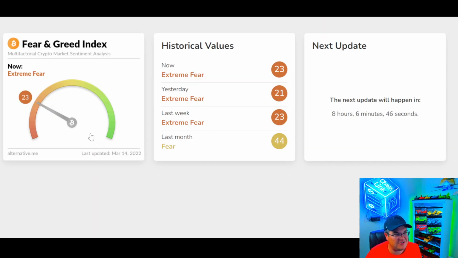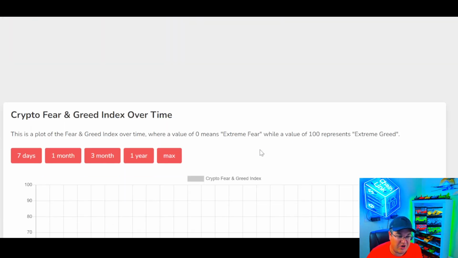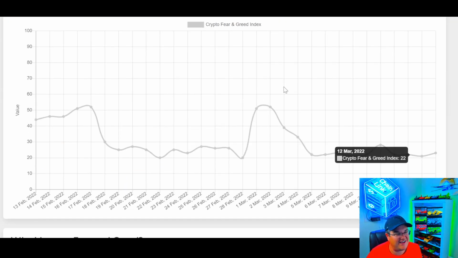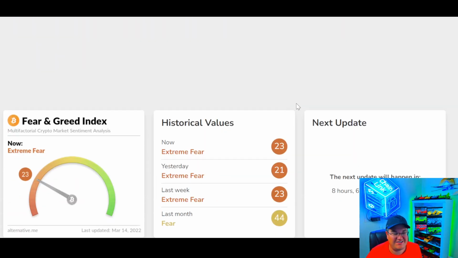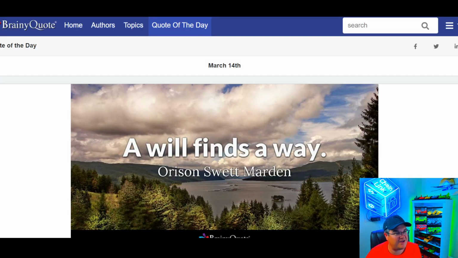Crypto fear and greed index, we're at 23, still in extreme fear. What a shocker. We've basically flatlined. So we're still in extreme fear. It's the longest we've ever been in extreme fear. And so we'll just throw it out the window. I'm just kidding. It's good to pay attention to. We need to get back to just neutral, greed, sure, whatever. We'll take it one step at a time.